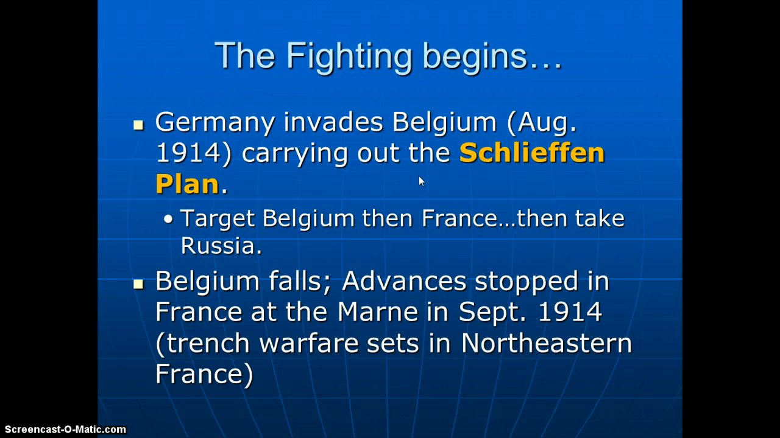Belgium did fall, and Germany was successful there. However, Allied troops stopped the advancement of German soldiers in France in September of 1914 at the area we call the Marne. And this is where we see a huge impact of trench warfare, especially in northeastern France.